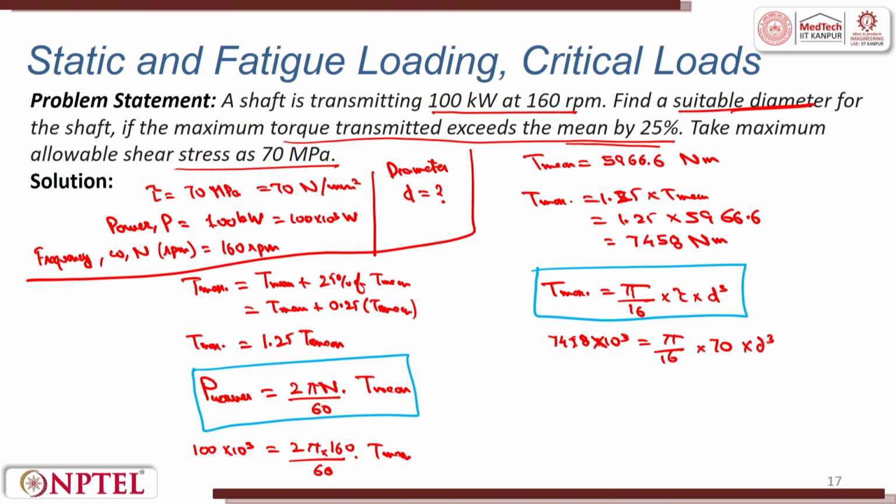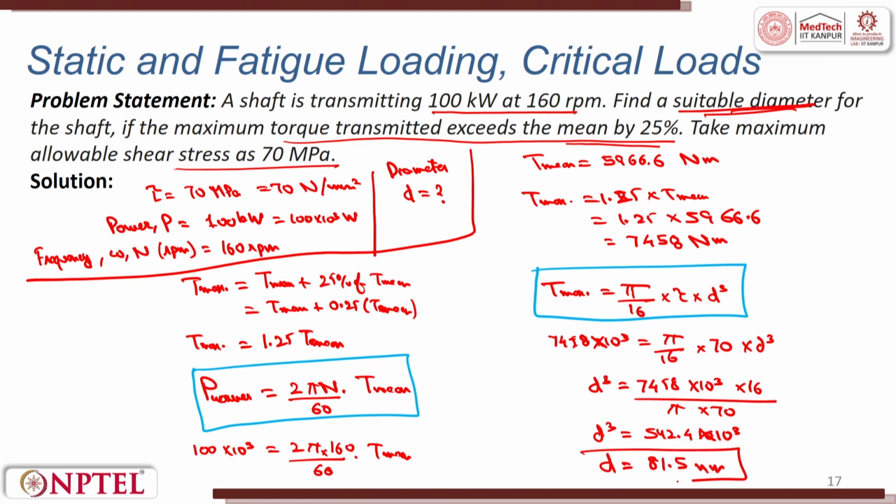This gives me d cube is equal to 7458 into 10 raised to power 3 into 16 by pi into 70, which is equal to 542.4 into 10 raised to power 3. d cube. This gives me the value of d, which is asked in the question. The suitable diameter is 81.5 millimeters. This is our answer.